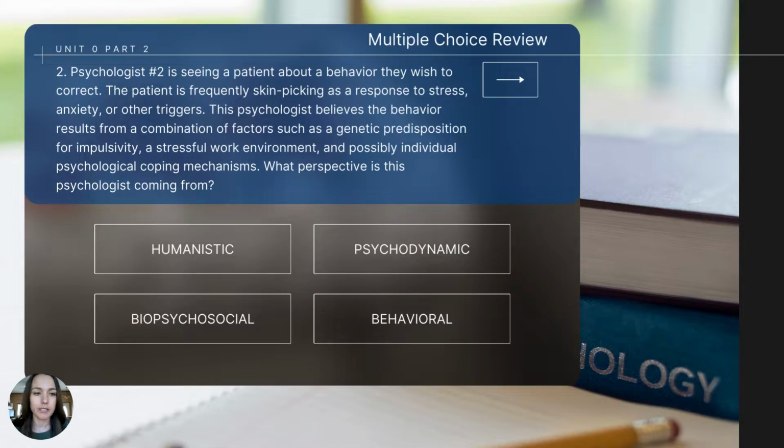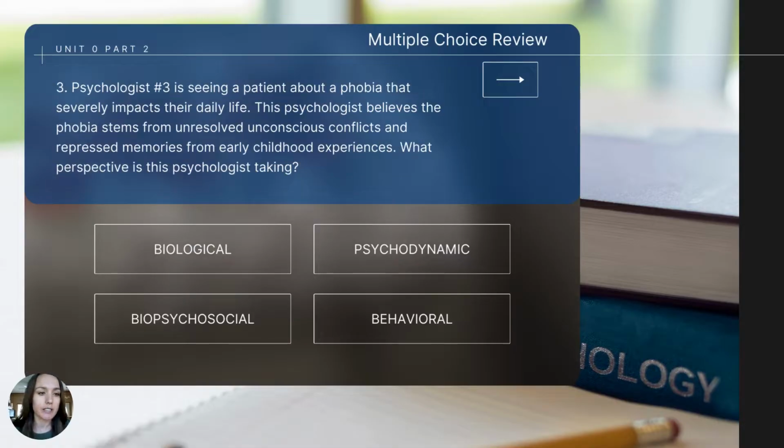The next question says, psychologist number 2 is seeing a patient about a behavior they wish to correct. The patient is frequently skin picking as a response to stress, anxiety, or other triggers. This psychologist believes the behavior results from a combination of factors, such as genetic predisposition for impulsivity, a stressful work environment, and possibly individual psychological coping mechanisms. What perspective is this psychologist coming from?